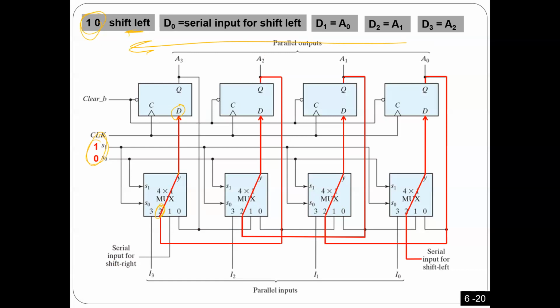For this one, I have to connect E0. So E0 has to come to here, right? E1 has to come here. E2 has to come to here in order to move them this way. And the serial input for the first one has to get the serial input, because I input from here and everyone shifted to the left. Okay. Let's see the next one.